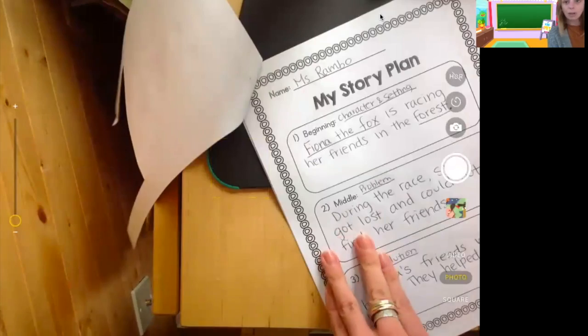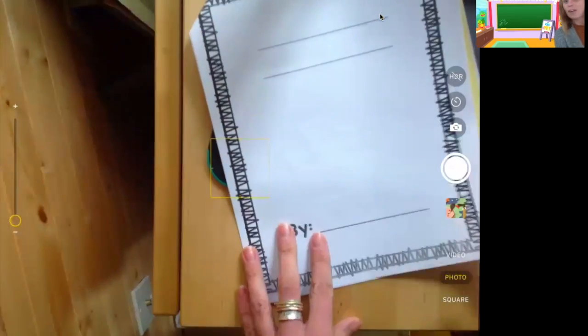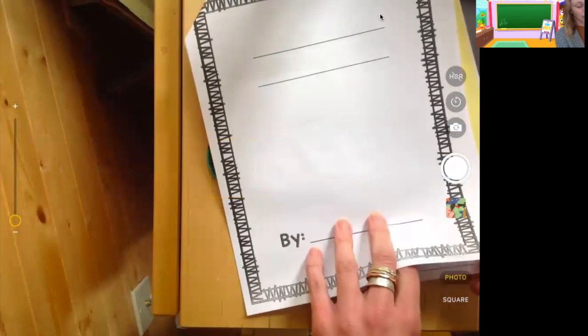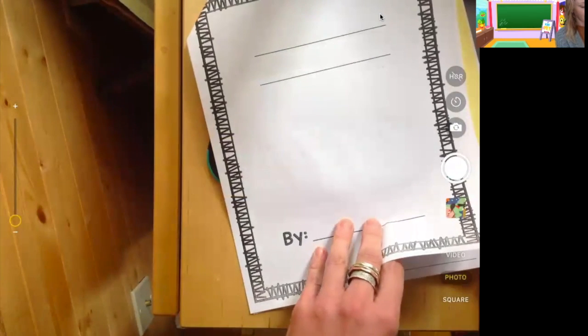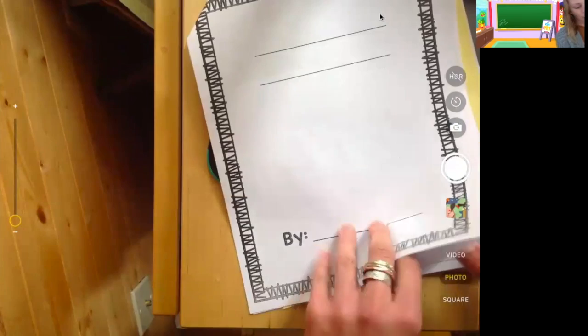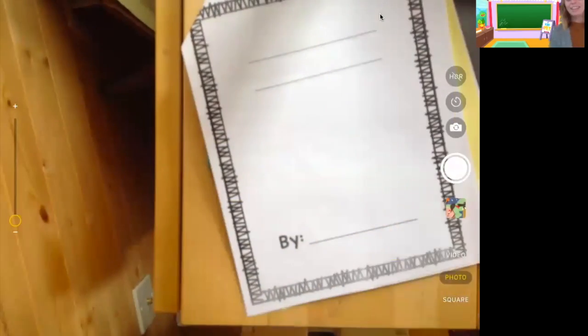Okay, and then tomorrow we will do more with our story. So you'll get to make a front cover of your book, and then we will write our beginning part of our story, okay? And then each day you'll write a new part. So then the next day you'll write the middle. The day after that you'll write the last page. And then on the final day you'll get to read your story.